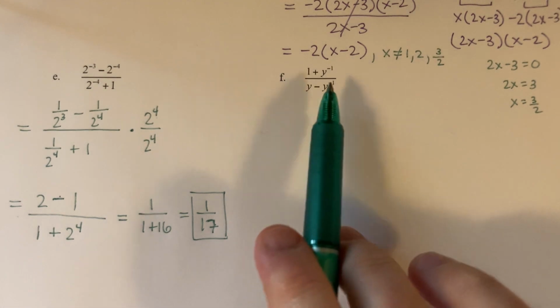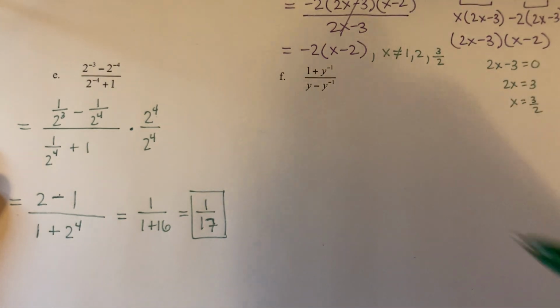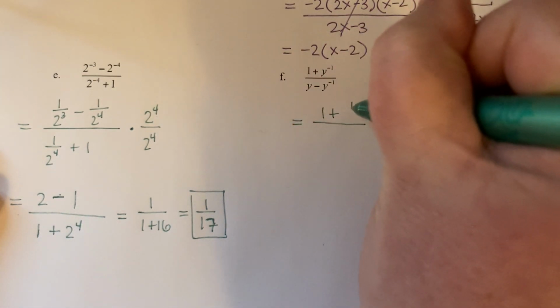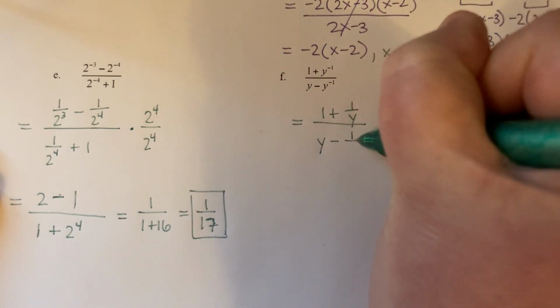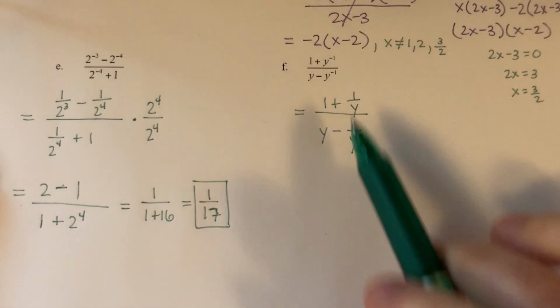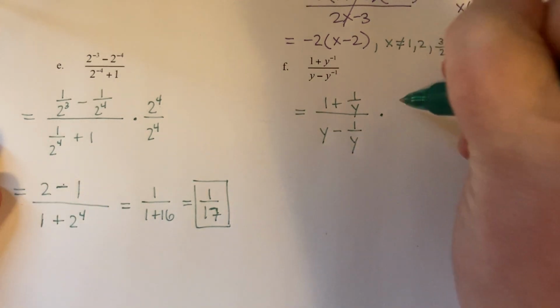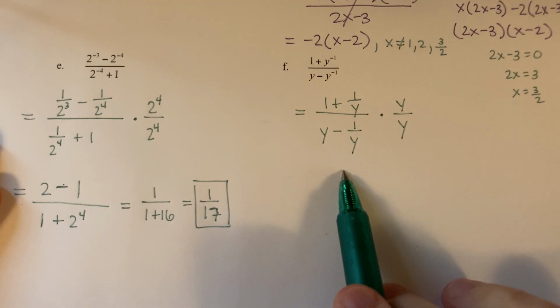Let's do one where there's negative exponents and possibly domain restrictions. So again, first step, I'm going to write the negative exponents as fractions. So y to the negative 1 is 1 over y, and then y minus 1 over y. So negative exponents are the same as fractions, so first step is just write them as fractions. So what I need to multiply by is that least common denominator of y.